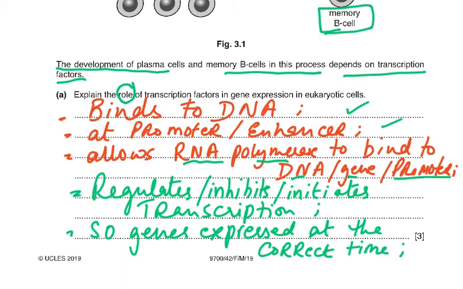And if we don't want to make that protein, we'll block that somehow so that the RNA polymerase does not bind. So transcription factors regulate, inhibit, or initiate transcription, and so the gene is expressed at the correct time. That is what transcription factors do: they result in gene expression at the correct time when the body needs it, whether it's any organism, but when it is needed, then it should be expressed. We should not waste amino acids in making proteins which are not needed at that time.